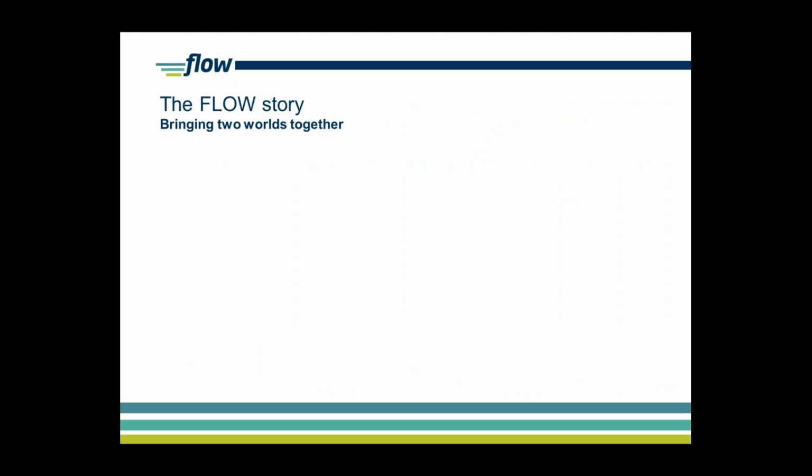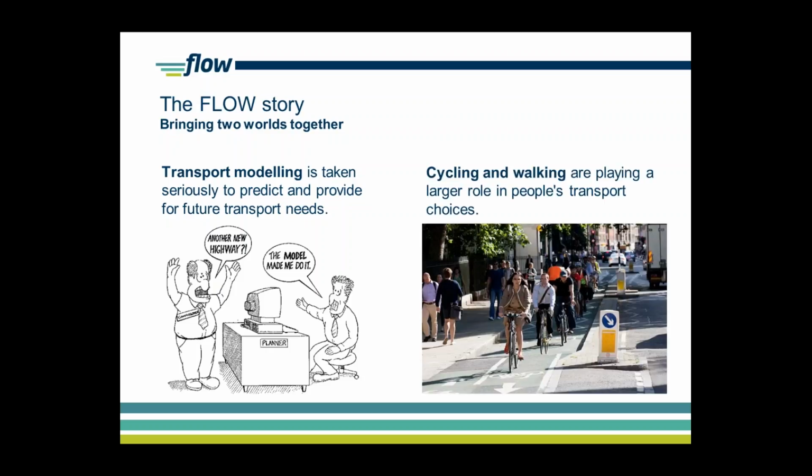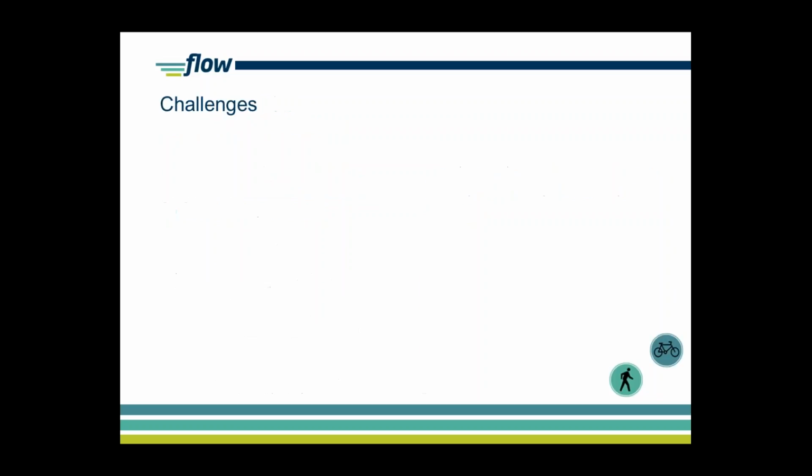Within the FLOW project, we like to say that we brought two worlds together. The first one we can see here, and perhaps some of the consultants in the room recognize this: transportation modeling, which is taken very seriously. We're predicting and providing for future transportation needs, whatever that may be. And often the model says we need another highway. But there's also the other world, cycling and walking, which are playing a larger role in people's transportation choices these days, but often are not taken seriously as real modes of transportation, and as such are not necessarily assessed for the effects they can have.